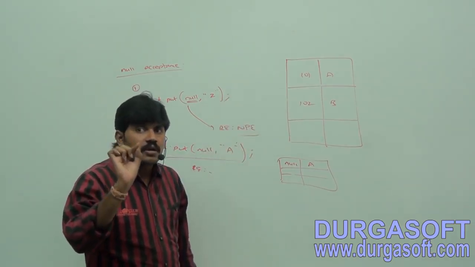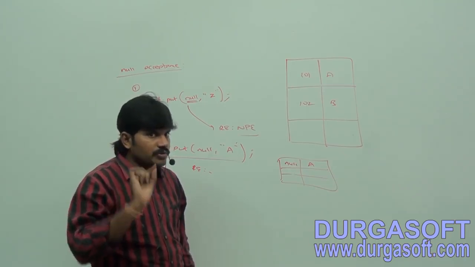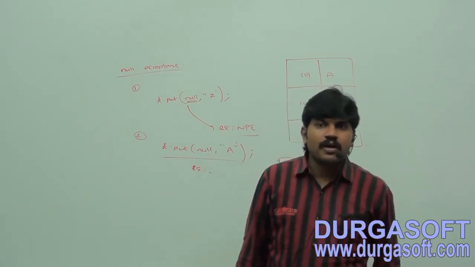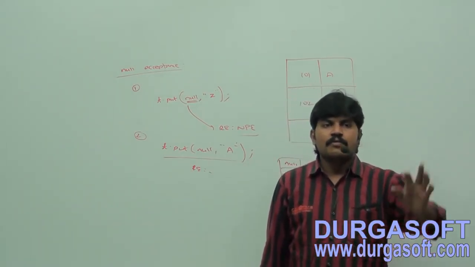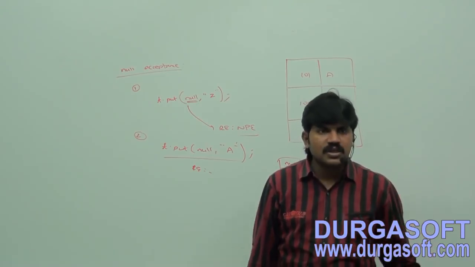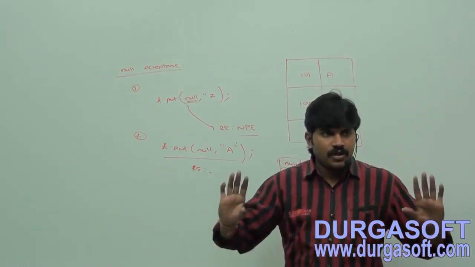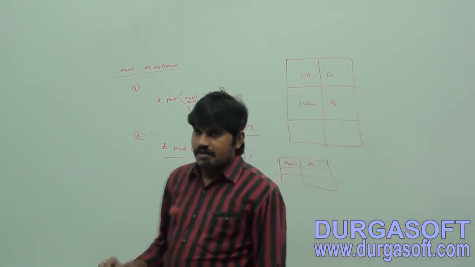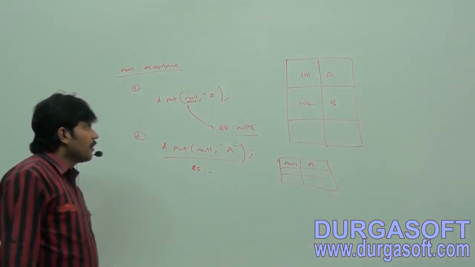But the last important conclusion here is that this story is applicable until version 1.6 only. From version 1.7 onwards, null key or null value is not acceptable for a TreeMap. Okay, this is the first point of null acceptance.